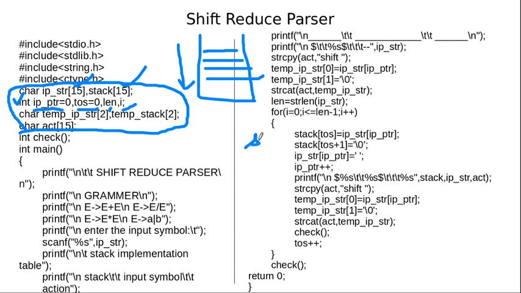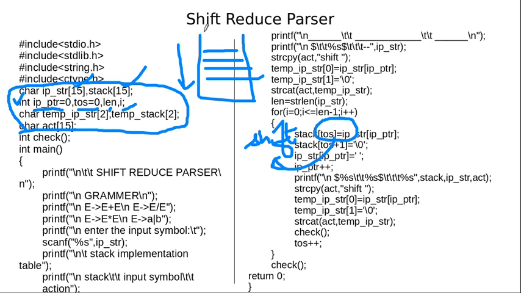Whenever I apply the shift operation, I want to specify which symbols are going to be shifted. Holding such symbols requires a certain variable. Here I am using the variable temp_ip_str, nothing but the temporary input string holding array.